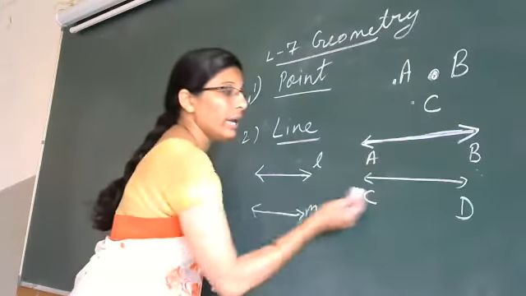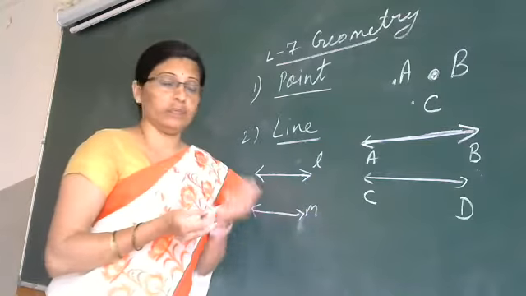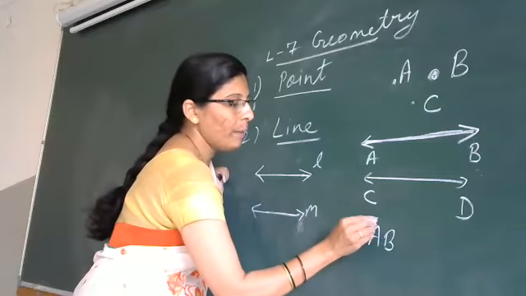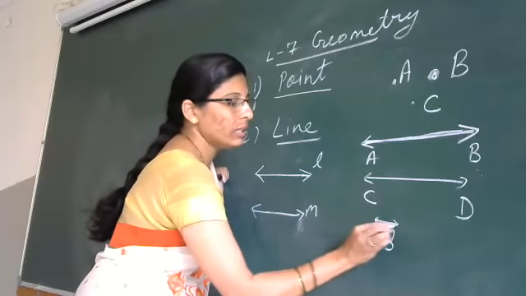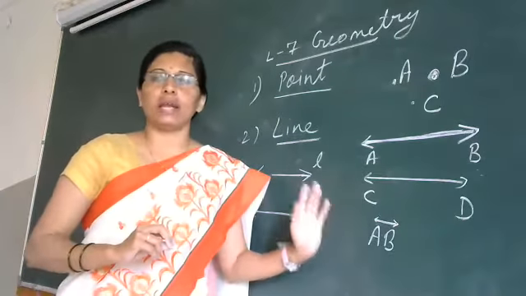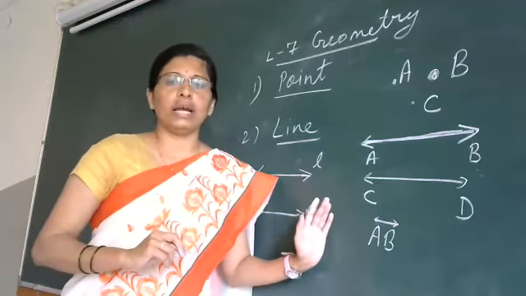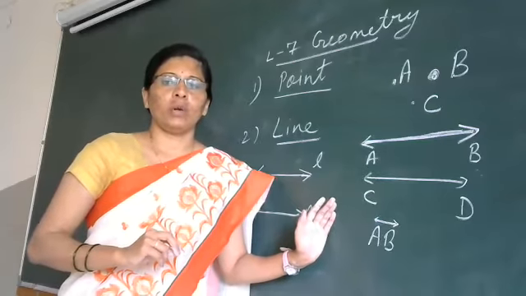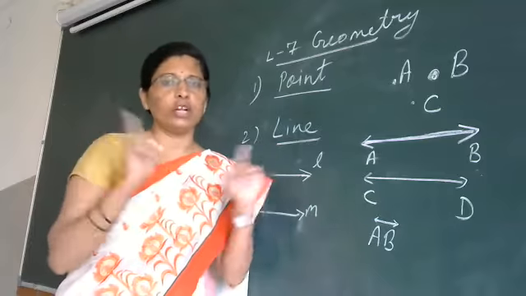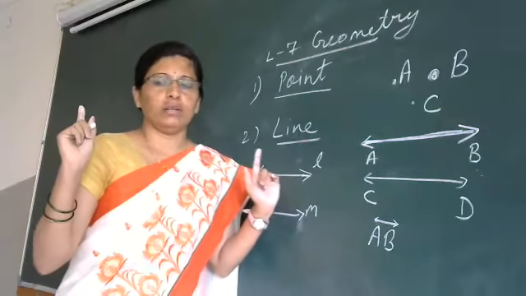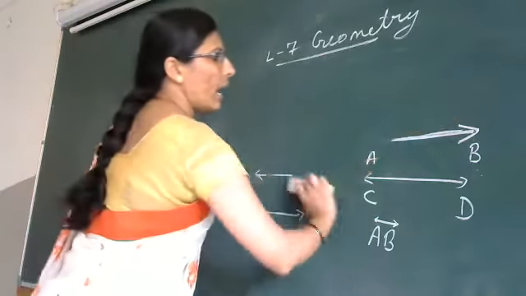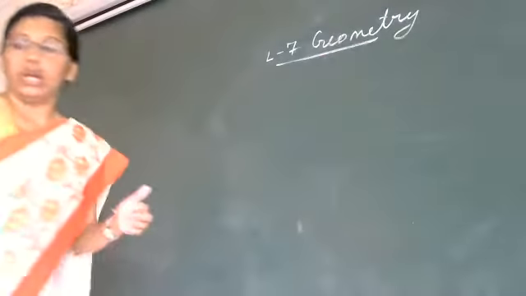Now, when we are naming them, how to write it? It is written as AB with a small line with two arrows above it. When two arrows are there, it is known as a line. Understood line? Yes, ma'am. Okay. So a line is also called a straight line. It is straight, so it is called a straight line. Okay. Now we saw line and point.